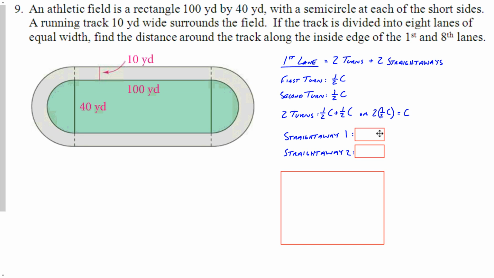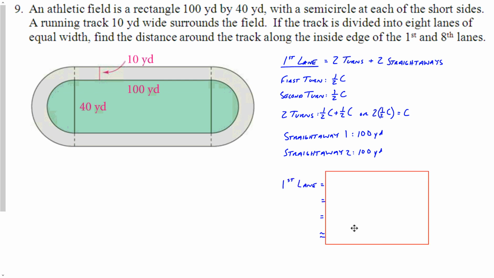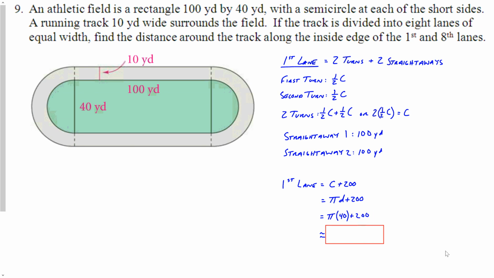Now each straightaway we were given as 100 yards. So now when we actually want to calculate the distance around the inside edge of that first lane, we would just take the circumference of that circle, if we could combine those 2 semicircles to make 1, and we would add 200. So we would have pi times diameter for the circumference, and then add the 200. The diameter is 40 yards. So if we use our calculator to plug all that in, round to the nearest thousandth, we'd find that that distance is 325.664 yards.